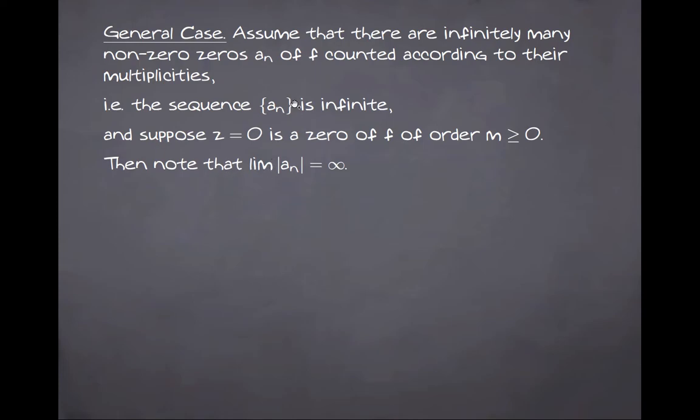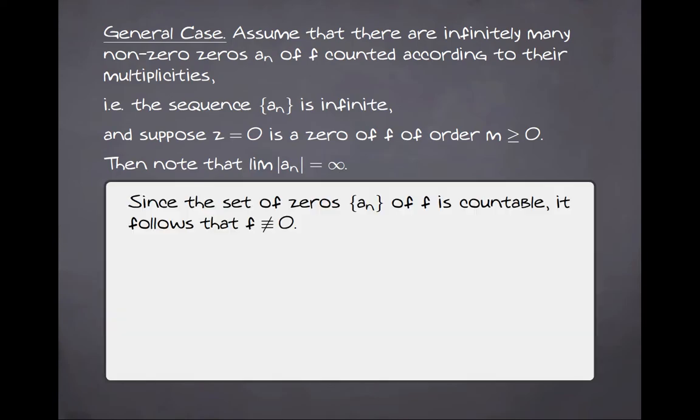Then we note that because this is an infinite sequence, limit an equals infinity. So limit mod an equals infinity. We are going to use the previous result. Why is this the case? Because the set of zeros of f is nothing but an, and this is countable. It's a sequence, so it is countable.